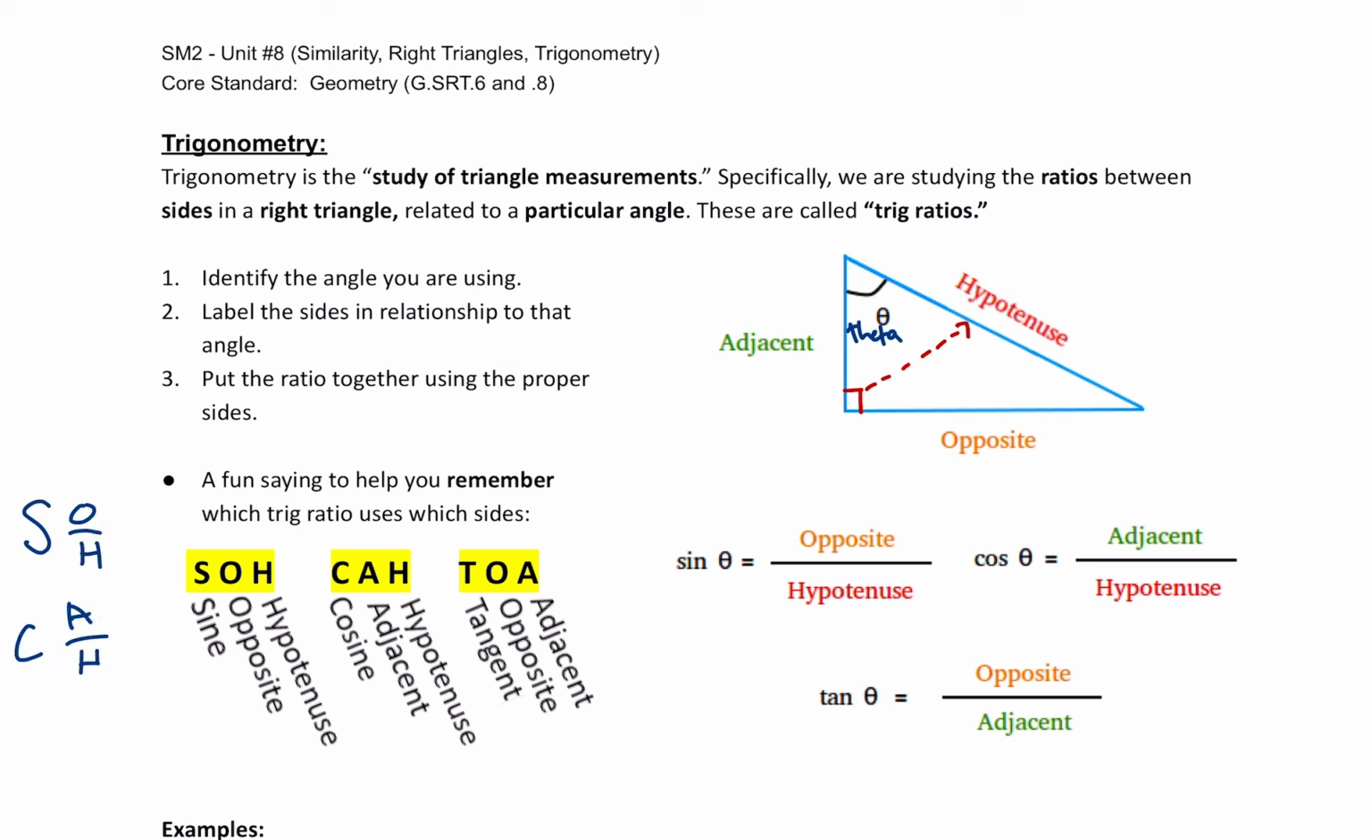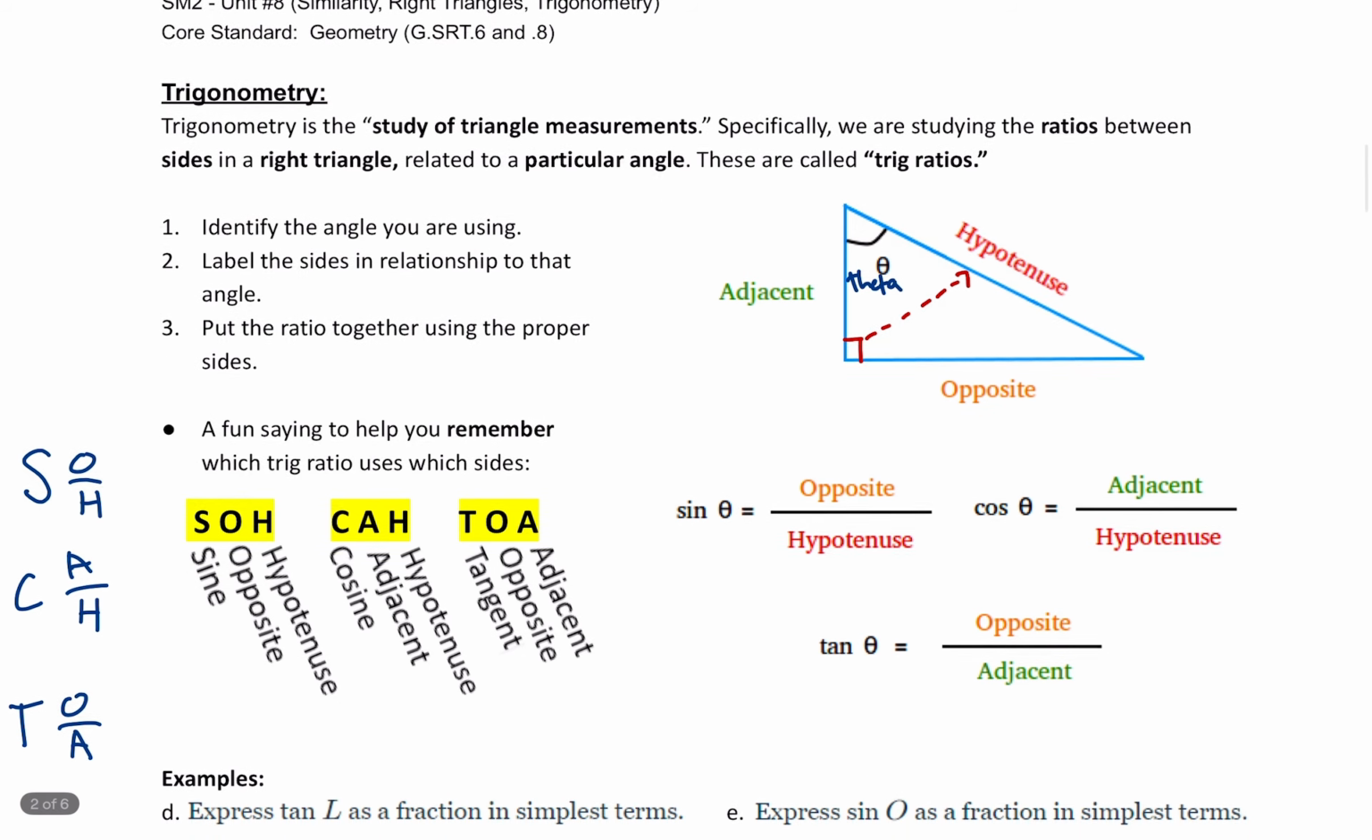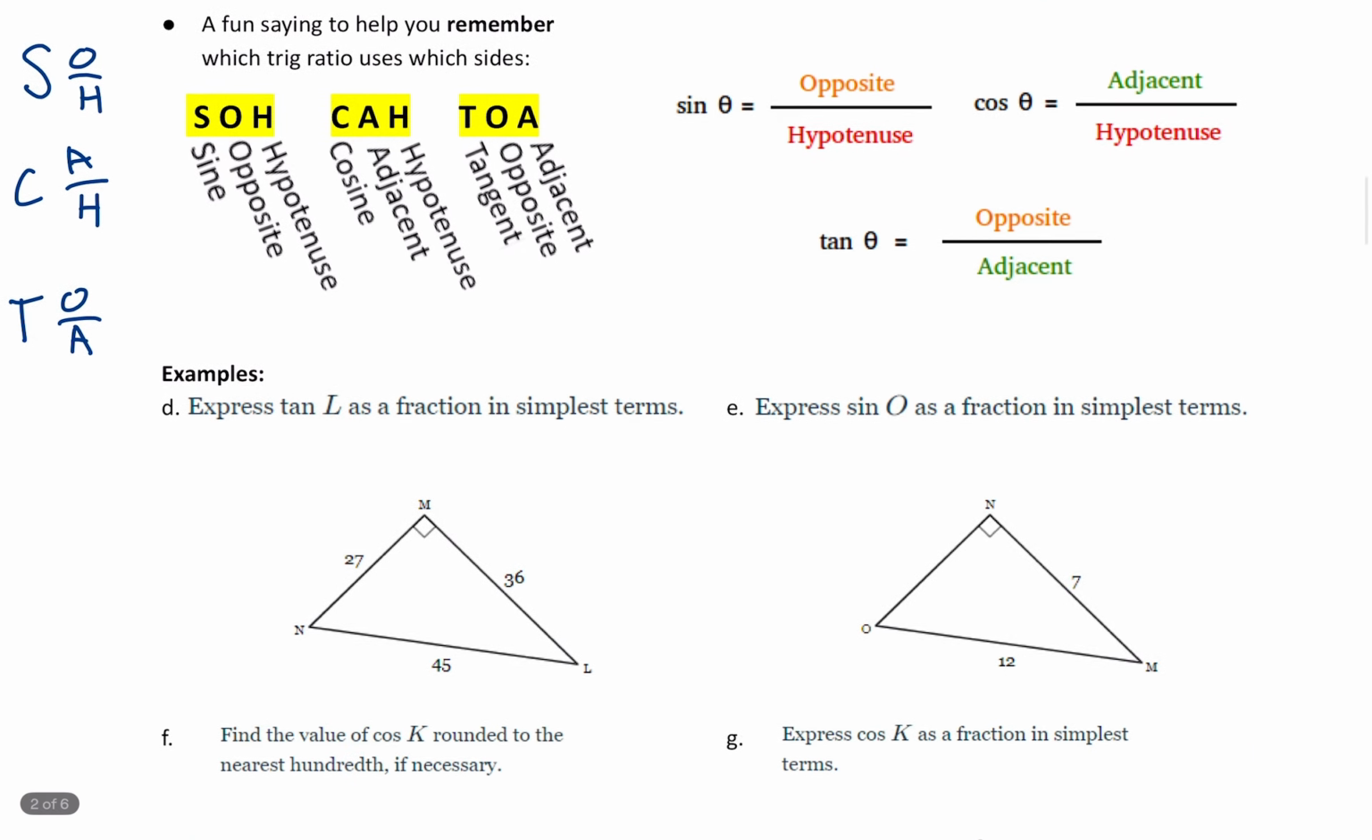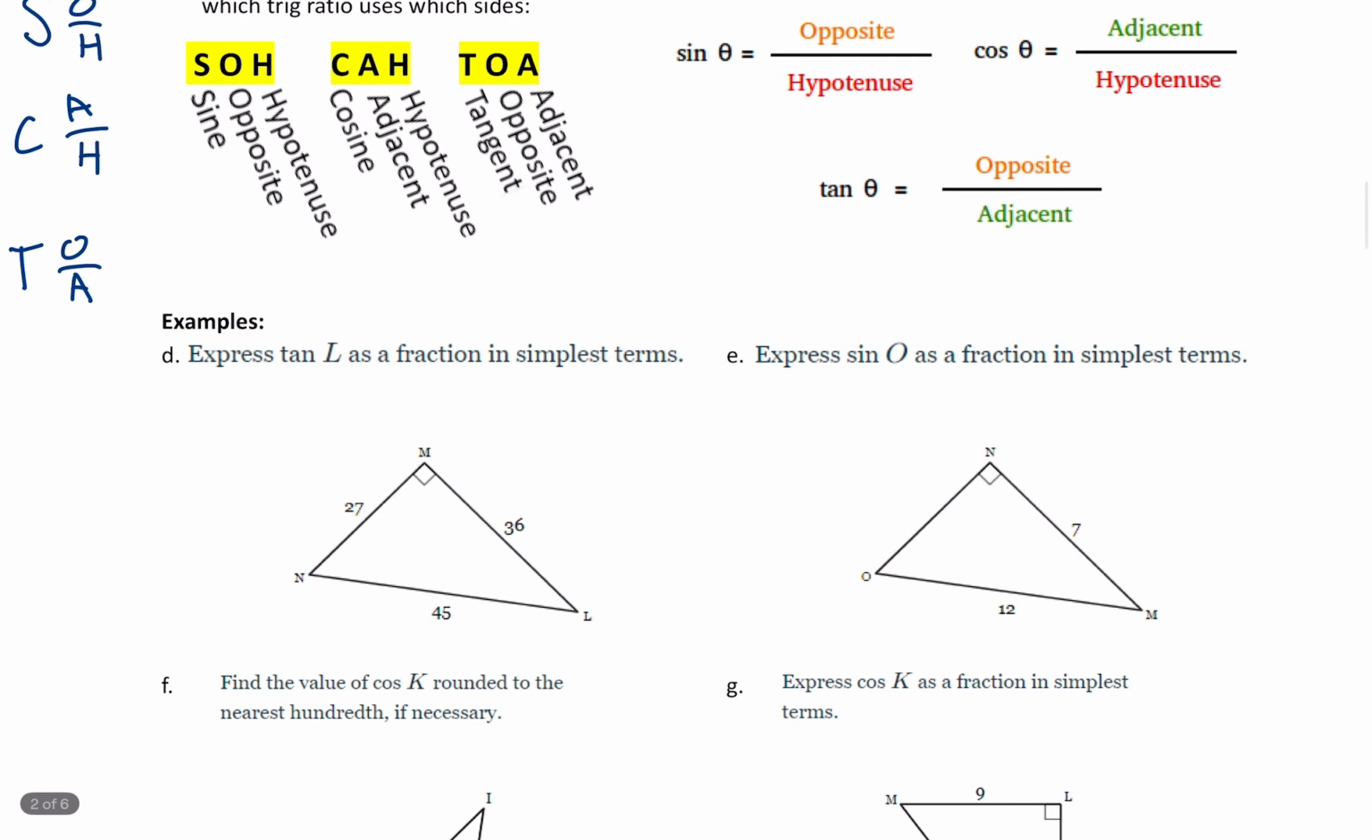SOHCAHTOA. And these mean the same thing, whether you like writing it like this or like this. This way is just a little easier to see the fractions or the ratios that we're going to make. Okay? So, let's do a couple of examples here.